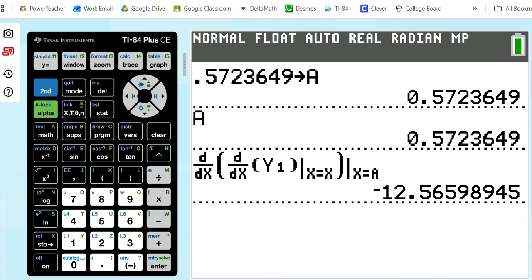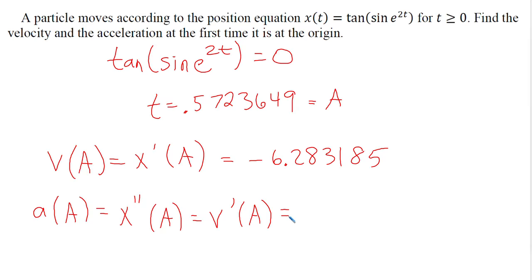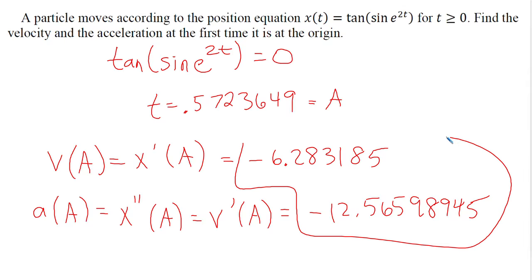And so I can then say that the acceleration at a is equal to the second derivative of the position at a, or the derivative of the velocity at a, and it just comes out to be negative 12.565989945, which might be slightly different than what I have in my answer key, maybe just due to some rounding. The calculator is doing something slightly differently with maybe a new system update. But those are our two answers.